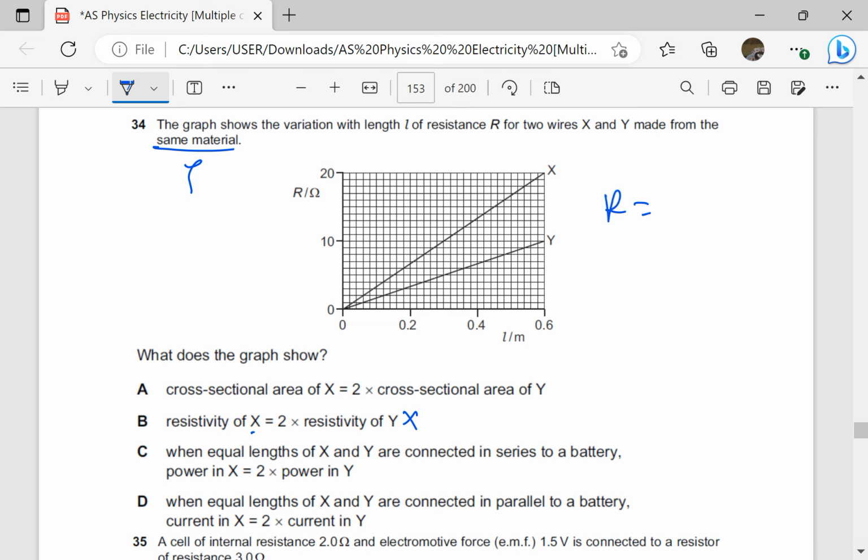Resistance is equal to rho L over cross-sectional area. You notice that resistance is inversely proportional to cross-sectional area. Now we are seeing resistance of X is greater than resistance of Y, and yet resistance is inversely proportional to cross-sectional area. The one with the higher resistance should have a smaller cross-sectional area, so that this one is automatically wrong.